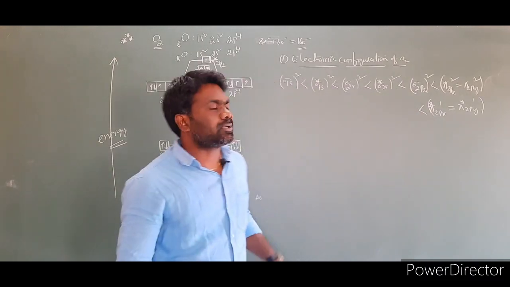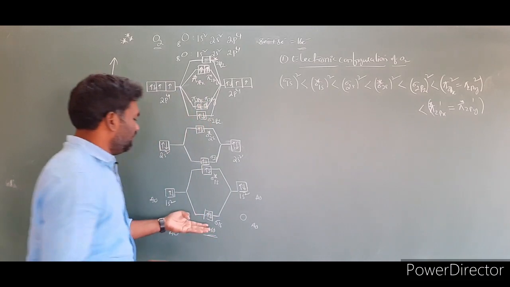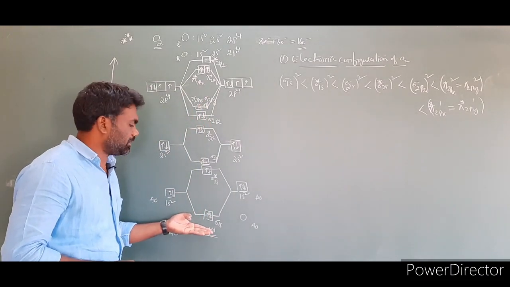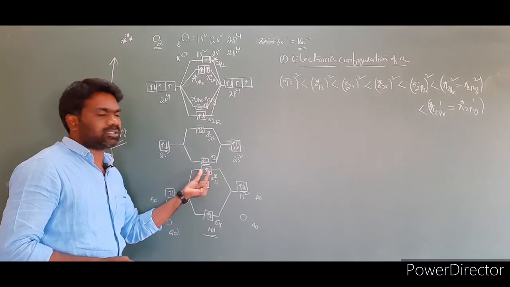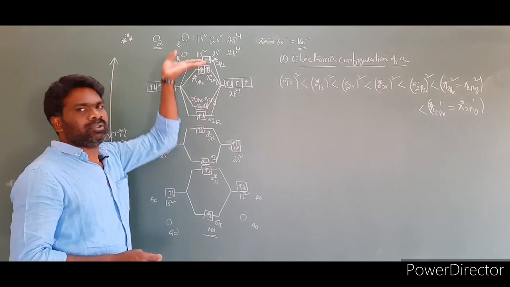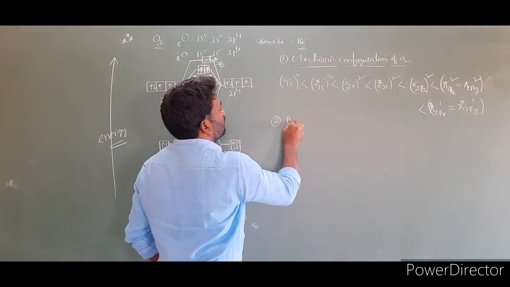This is the electronic configuration of O2 molecule. Simply what I did, I arranged these molecular orbitals from bottom to top. First we take these electrons, then these electrons, then these electrons, and we filled them. So this is a very simple thing. Then the second one is bond order.